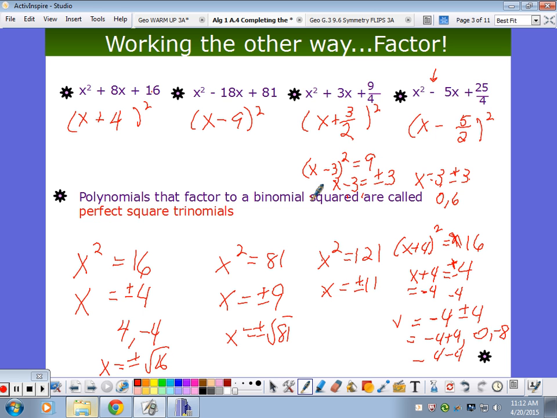This is kind of key. Why'd you get 0? To be able to do this. Because what's 3 minus 3? 3 plus 3. Let's do one more of these.